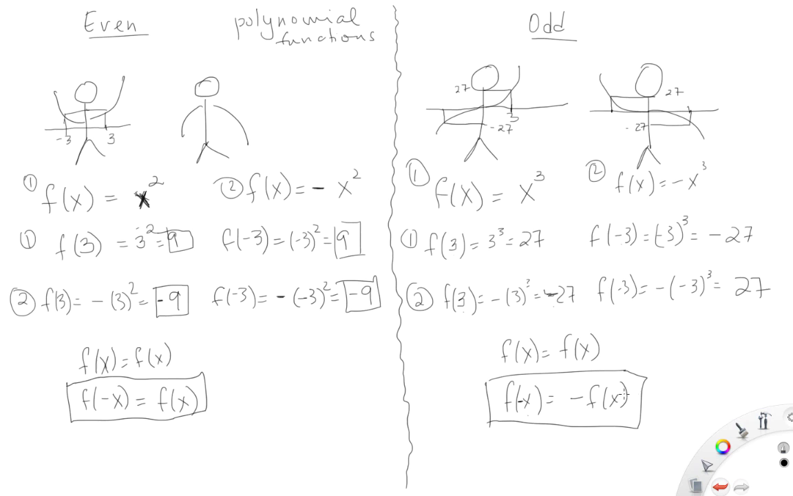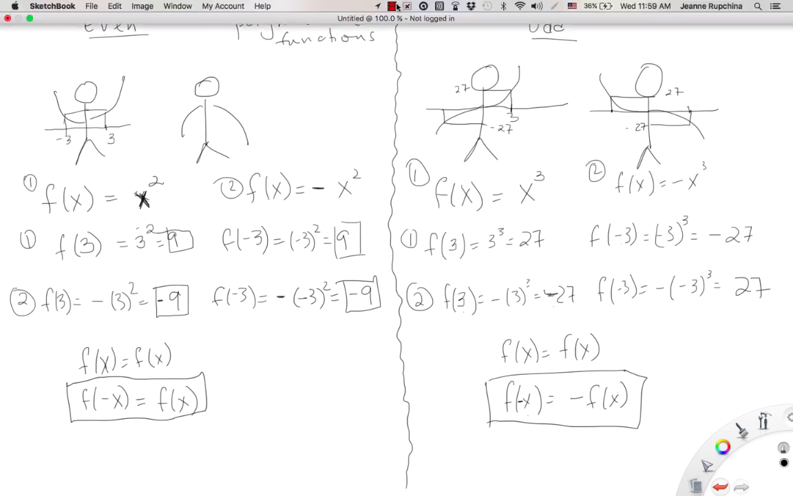Now, here's a hint. Here's what you could do. You could just plug in some numbers, use the calculator, and try to figure it that way. Or you can just try to do some algebra. It's up to you what's the easiest way for you to do it.